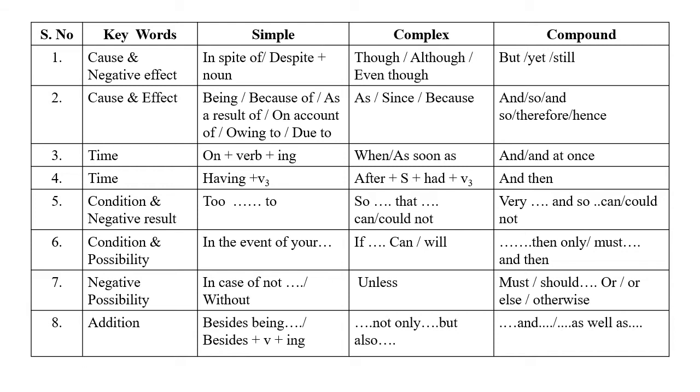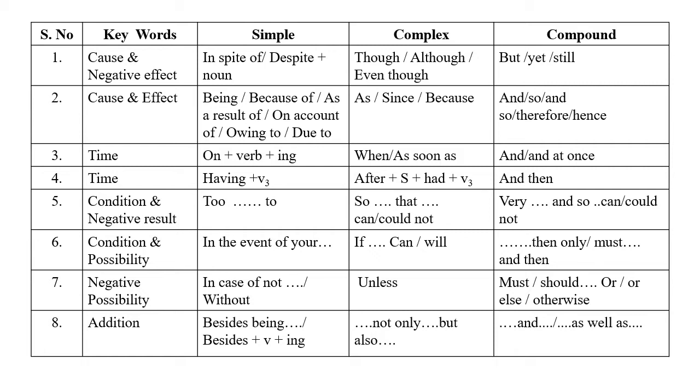Let's see the keywords to recognize the type of sentence. Type 1. Cause a negative effect. In spite of or despite plus noun. In complex, though, although, even though. In compound, but, yet, still. These are the keywords to identify type 1.